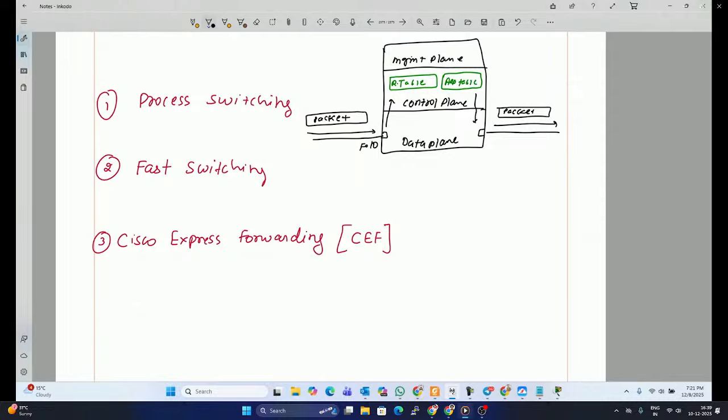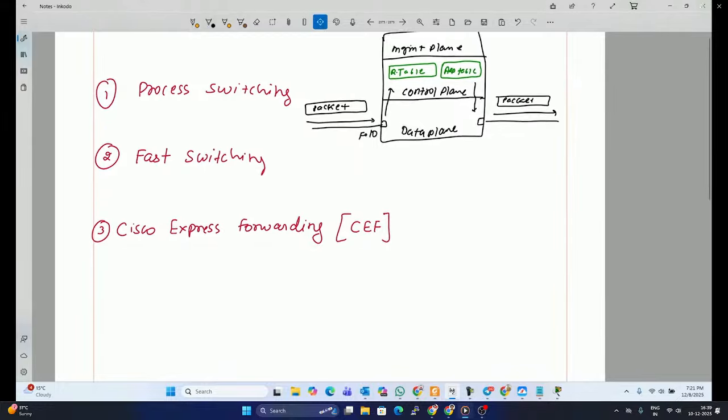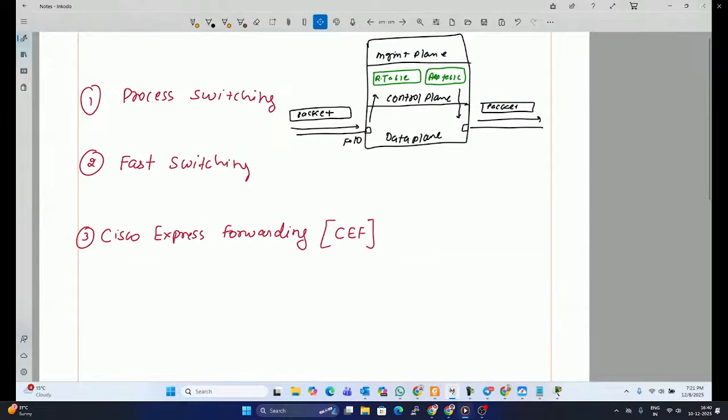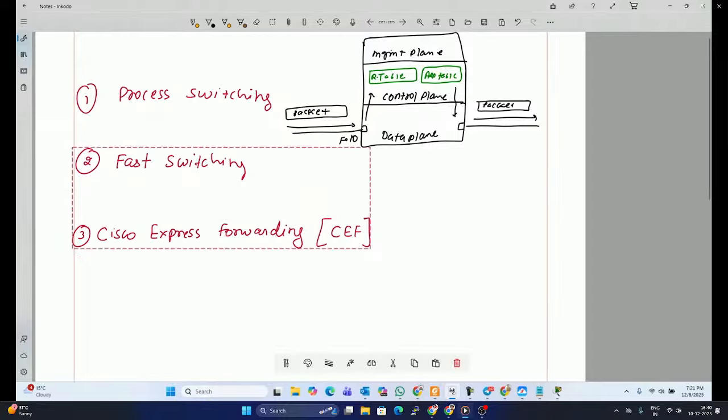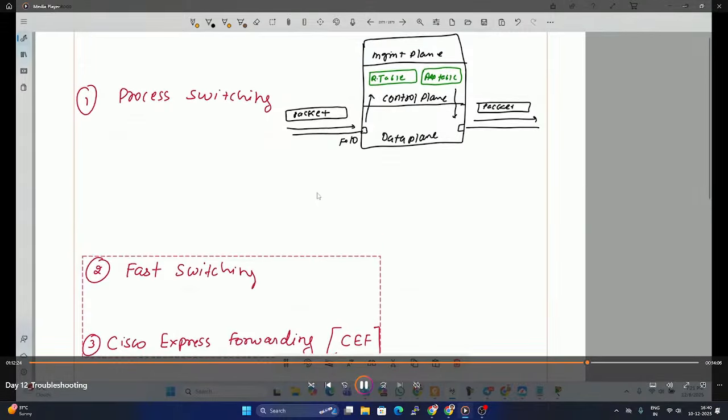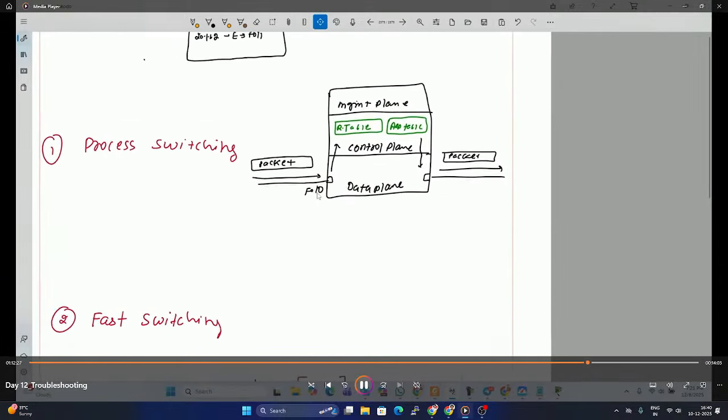So that's why we always want to offload the traffic from the CPU. That's why we come up with the fast switching. The fast switching is, let's say, okay, we tried our best. We tried to make sure that we can make it simplified, or we can offload the CPU, right? So this was the process switching.